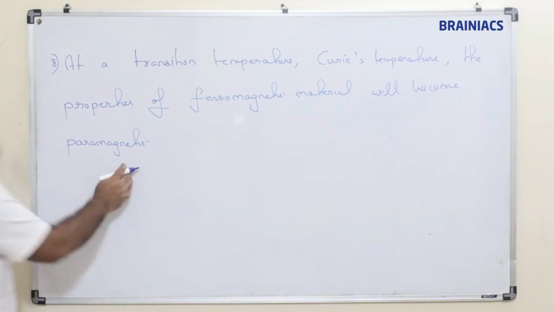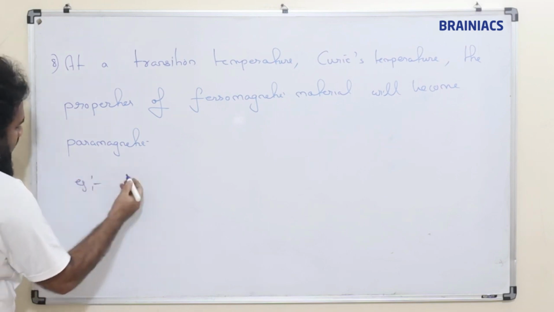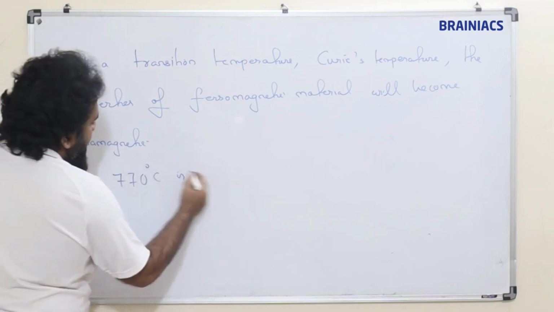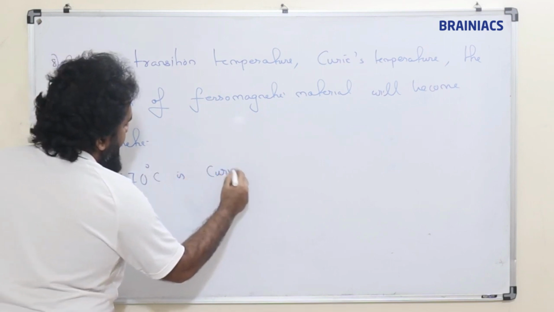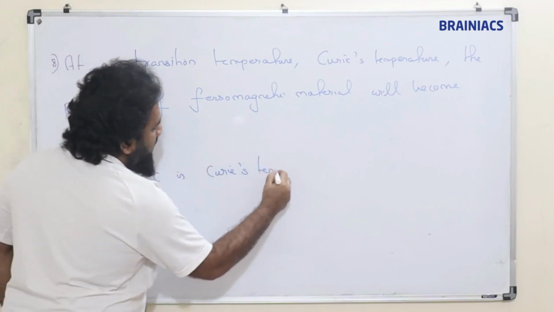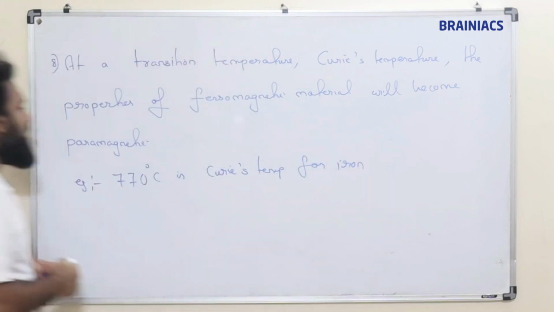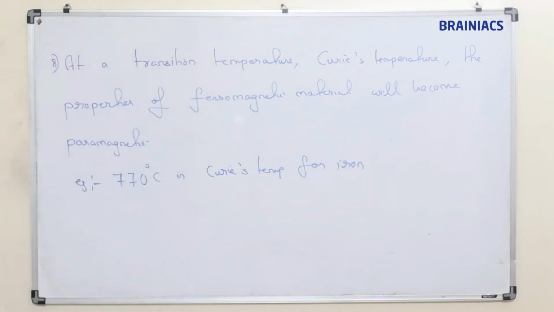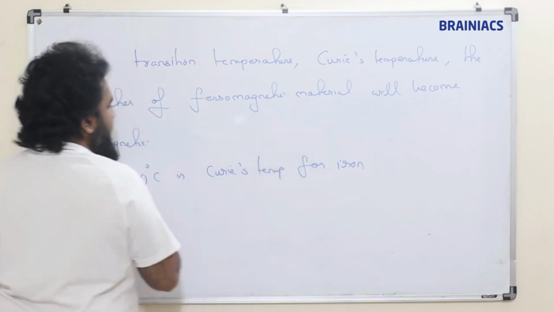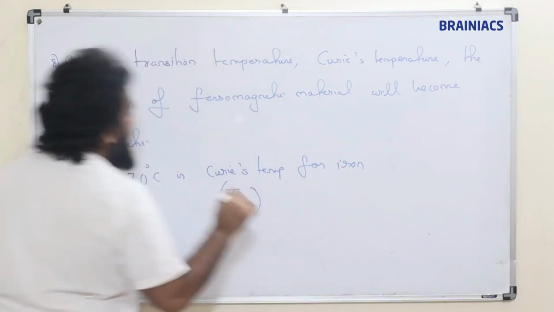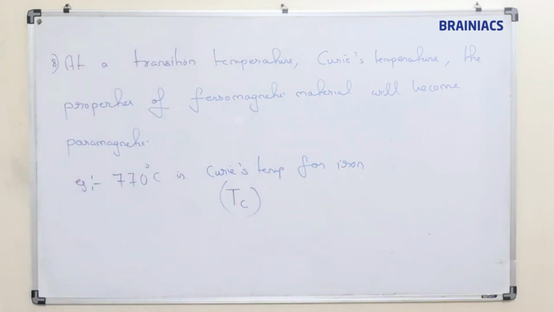Here, for example, 770 degrees Celsius is the Curie temperature for iron. So such a thing is there. Curie's temperature is denoted as Tc. Clear?